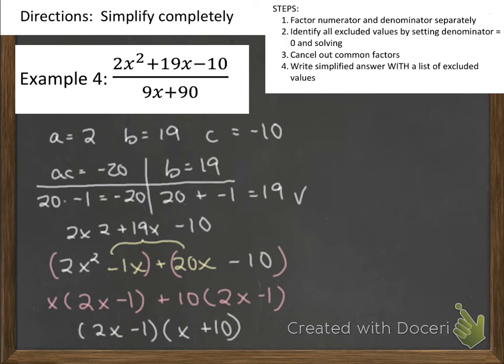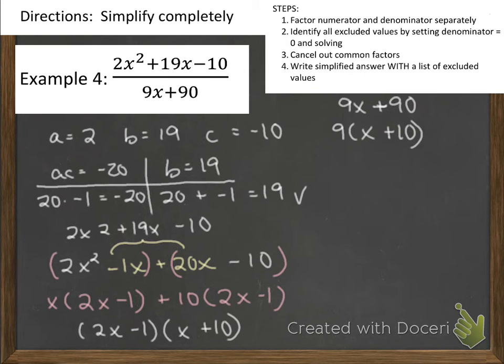Okay, so now let's look really quickly at the denominator. So we have 9x plus 90. Okay, so this is a binomial. There are two terms. So what can we factor out? Hopefully you can see we can factor out a 9. So we have 9 times the quantity x plus 10.